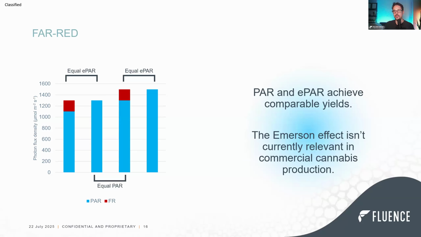So, whether we had, for instance, 1300 micromoles of PAR light or 1300 micromoles of e-PAR, we achieved comparable yields. And again, to say that a couple more different ways, having far red in the spectrum did not give an enhanced photosynthetic effect, right? It basically gave us a comparable photosynthetic effect than if we just had PAR light. It also didn't underperform, right?